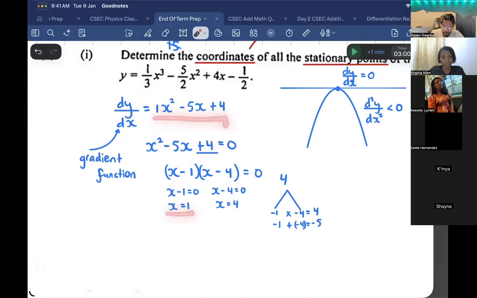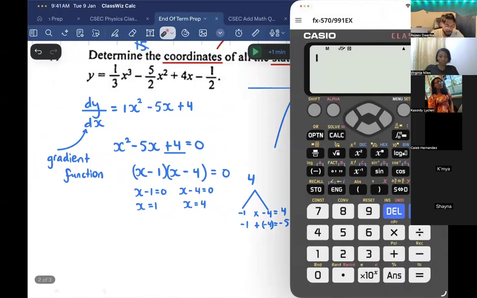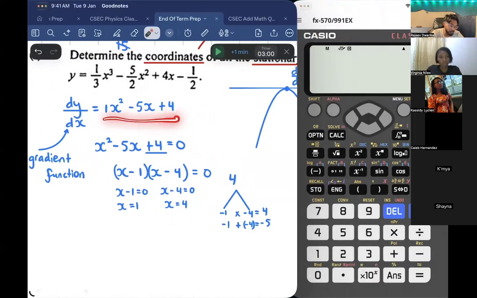I should get 0, right? Let's see. Well, we know it's going to be 0, right? Because we factorize it and we get 0, but seeing is believing. So I'm going to plug in x is equal to 1 into this.